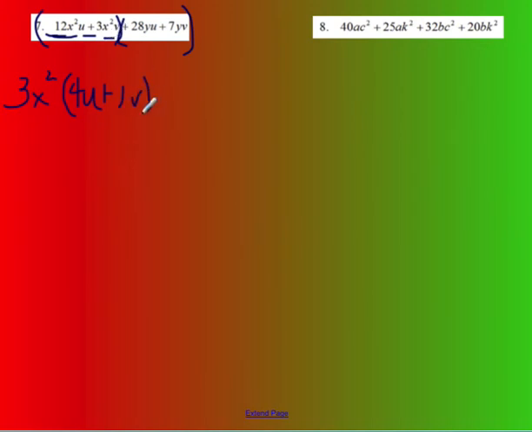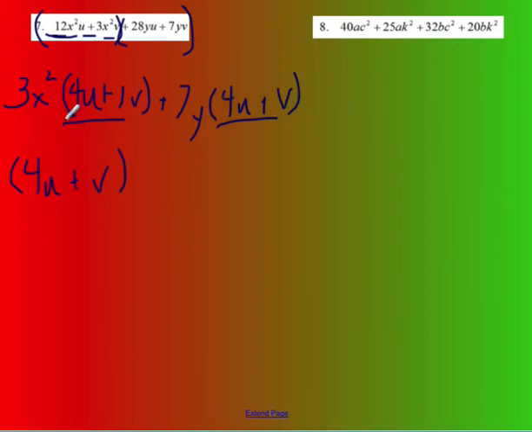Either way is okay. Between 28 and 7, we can take out a 7. I notice that there's a y in each term, so I can pull out a y. And then the u and the v cannot get pulled out, which is okay because we have a u and a v in each of our terms in the first parenthesis. So these two ended up to be the same when I divided each term by 7y. So then I can go ahead and I can factor those out. So I have 4u plus v, so I pulled those out. And next I have 3x squared plus 7y. So now I can write that out as well.